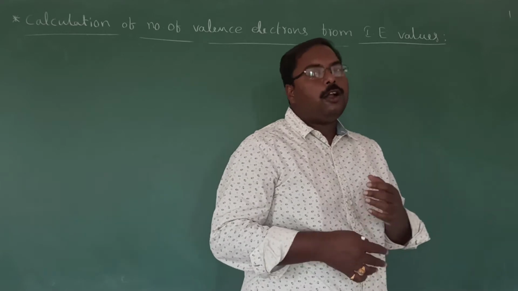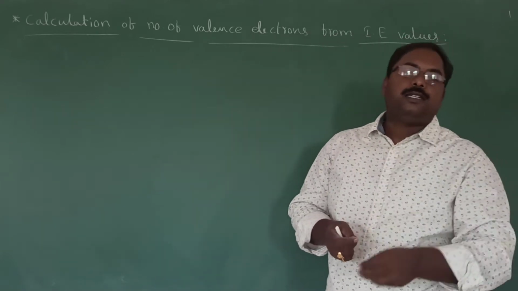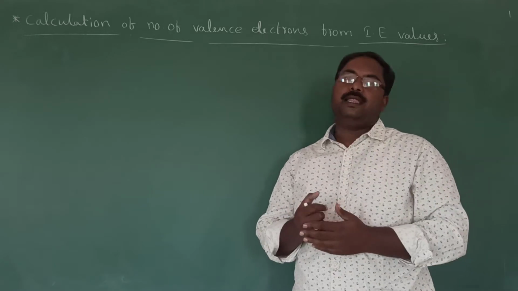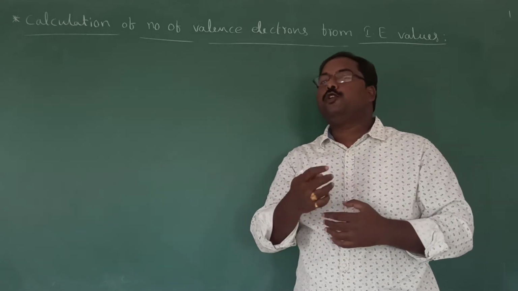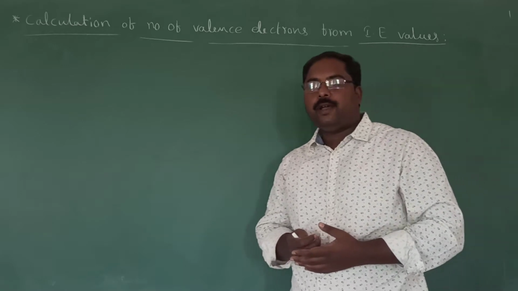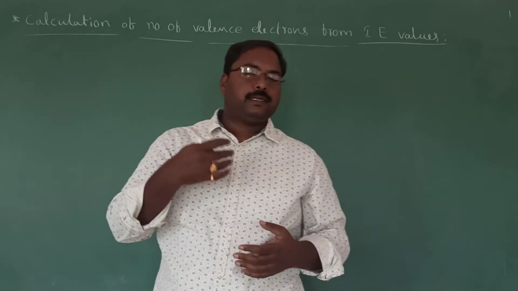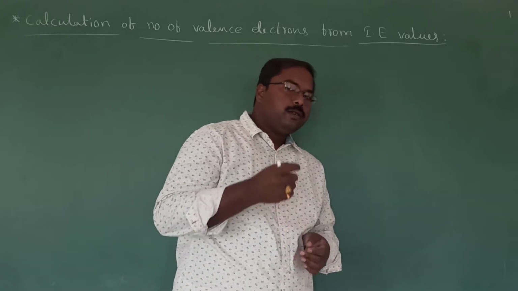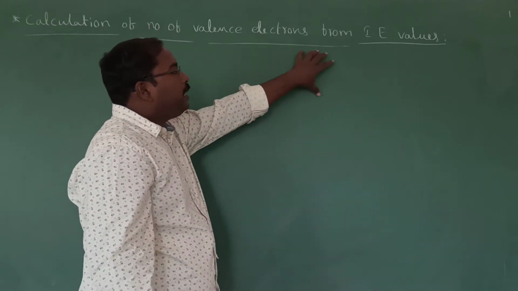If they give ionization energy values, how do we find out how many valence electrons are present? Because when we know how many valence electrons there are, we can automatically guess its oxidation state. Sometimes we can even guess the position of that element in the periodic table, meaning which group it belongs to. Once we identify that, we can guess the remaining properties of the element also. So this is a very important concept.